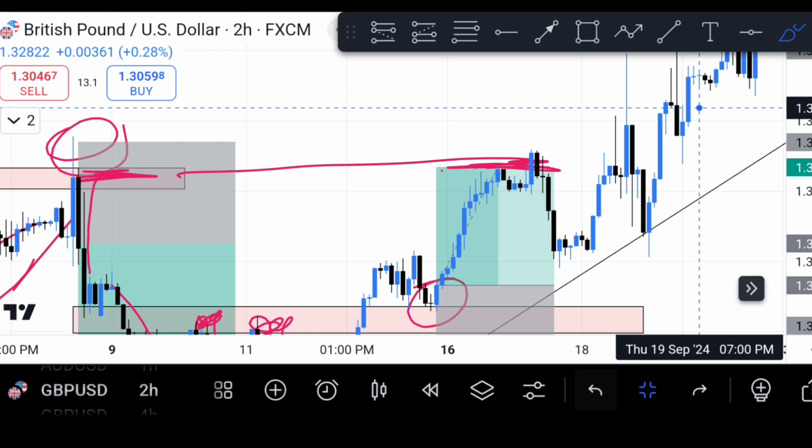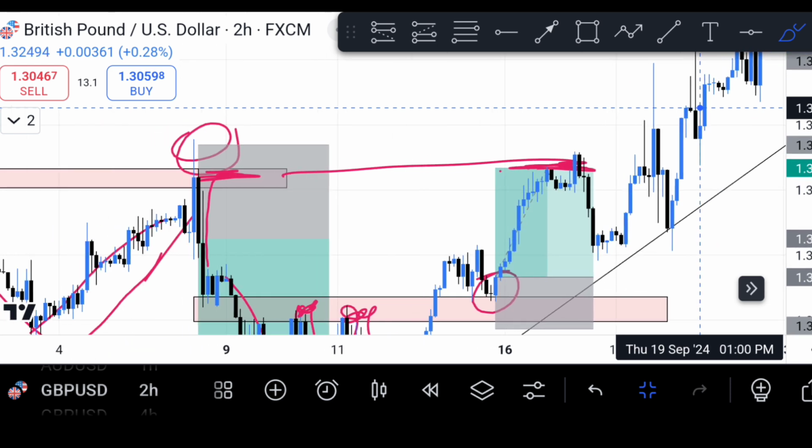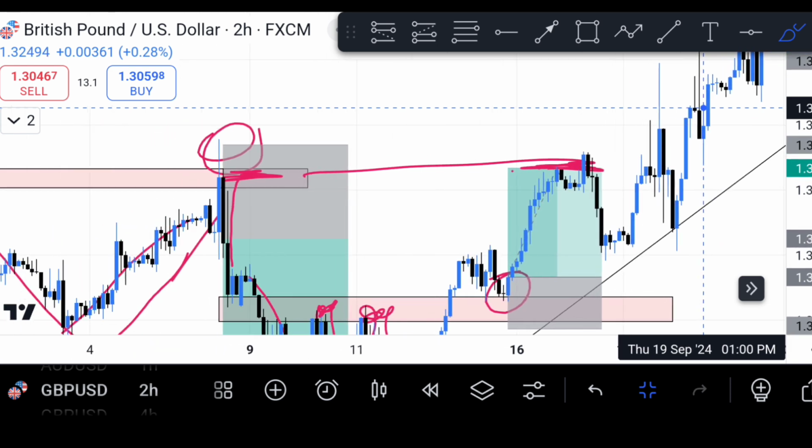Okay, so that is it for you. We have the hammer, either a bullish hammer or a bearish hammer. We have an engulfing candle, which is the bullish engulfing or a bearish engulfing, and we also have the morning star and the evening star.